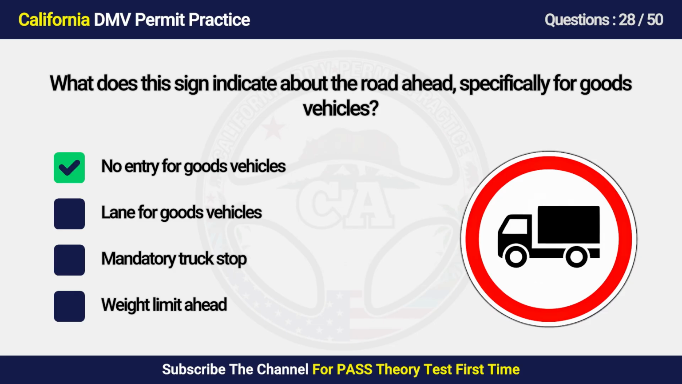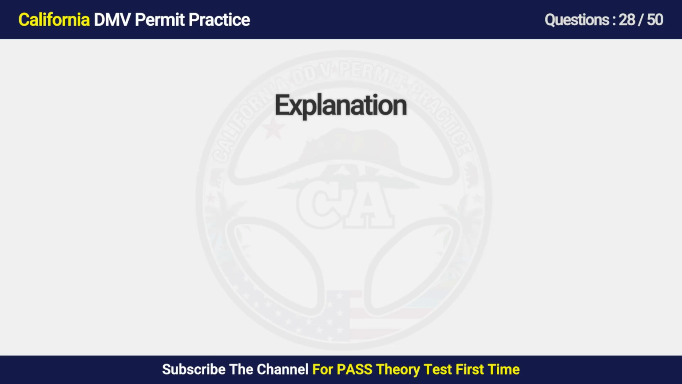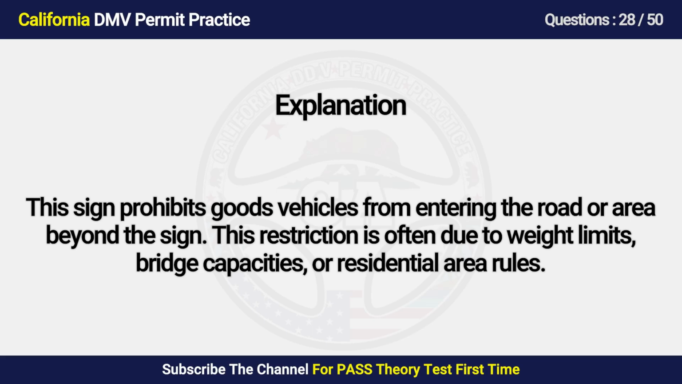Answer is A. No entry for goods vehicles. This sign prohibits goods vehicles from entering the road or area beyond the sign. This restriction is often due to weight limits, bridge, or residential area rules.